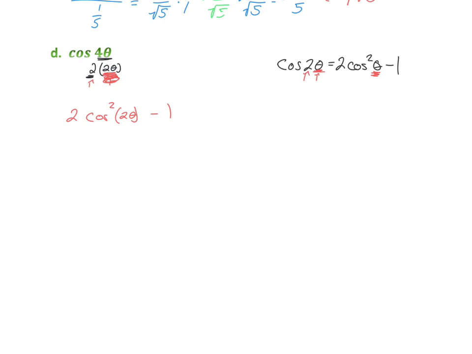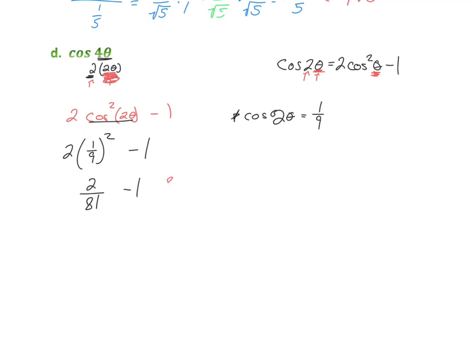Now, had we not done this earlier, we would have to do a lot more work, but we already know what cosine of 2 theta is. We found out that cosine of 2 theta in this particular problem is equal to 1/9. Therefore, we have 2 times 1/9 squared, because we have cosine squared, minus 1. 1/9 squared is 1/81. So 2 times 1/81 is 2 over 81.